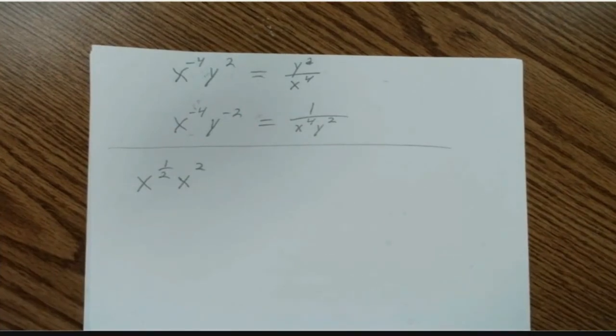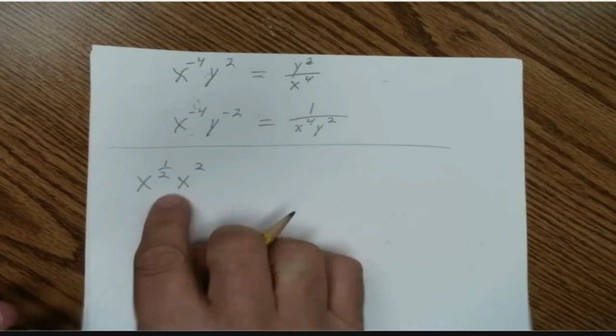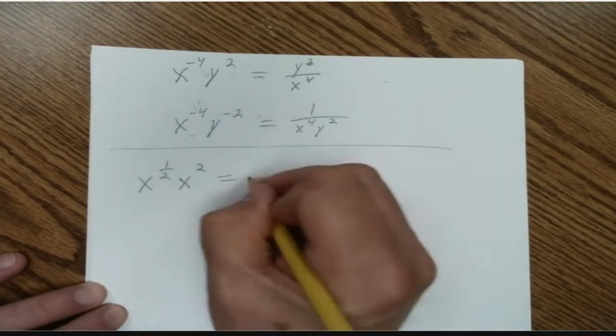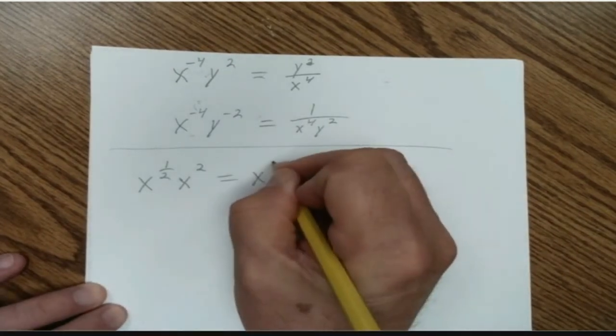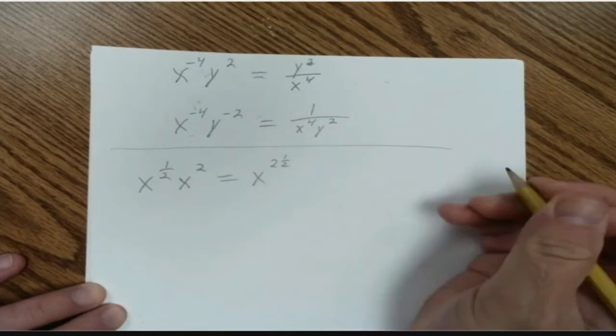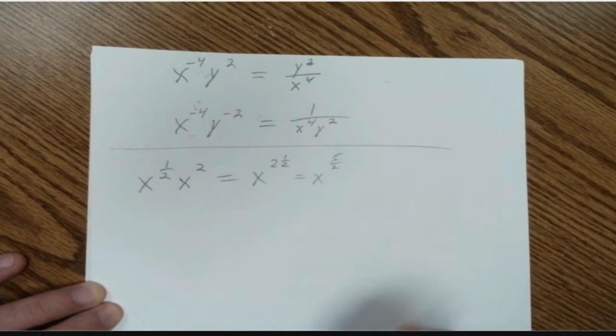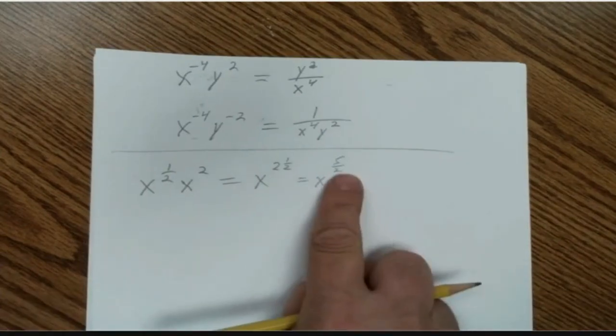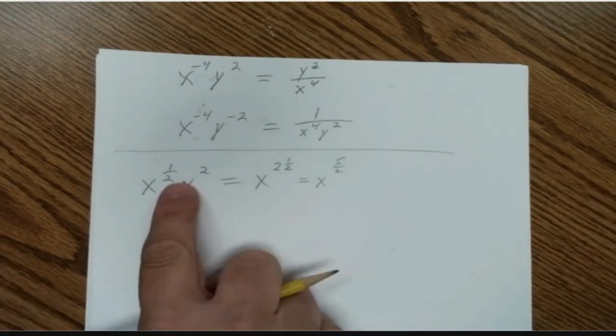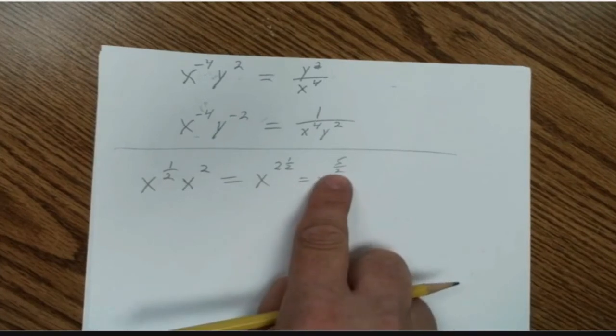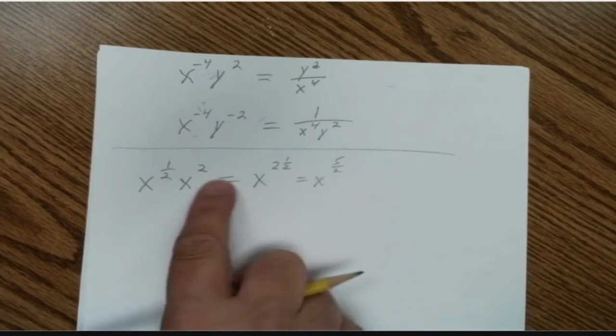Right? That's the product property, which means we add those. That means it's x to the 2.5 power, or 5/2 if you don't mind improper fractions. Right? 2.5 or 5/2 is the same thing as 2.5. But you have to add those together.